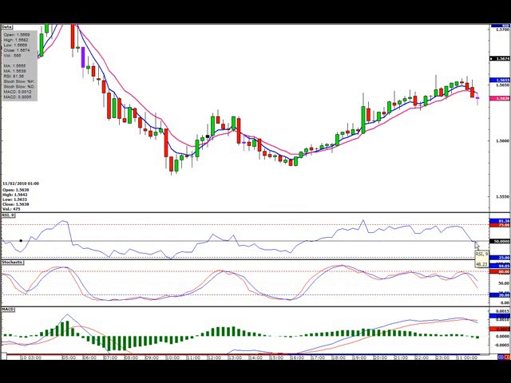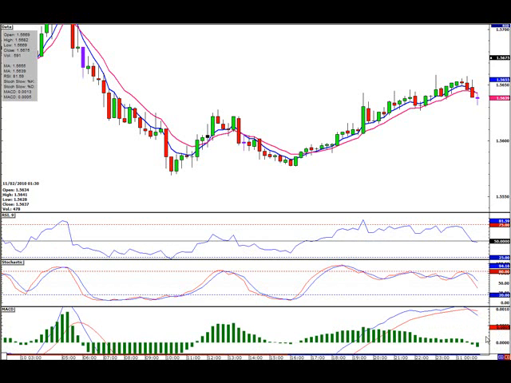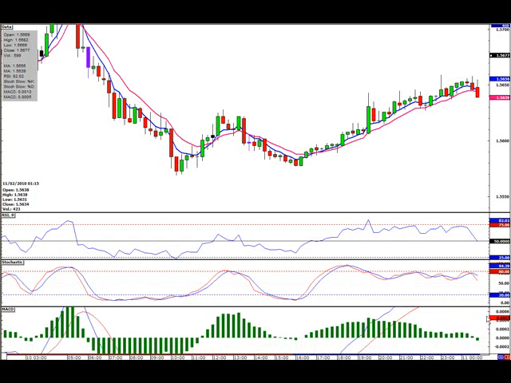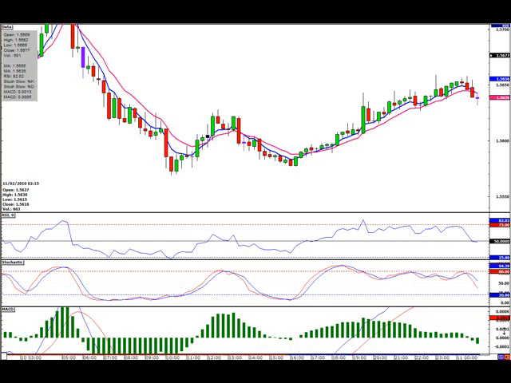Okay, it is below 50. Stochastics are trending down. However, MACD, if you look at from the candle before, was already negative, and that actually cancels out the signal.